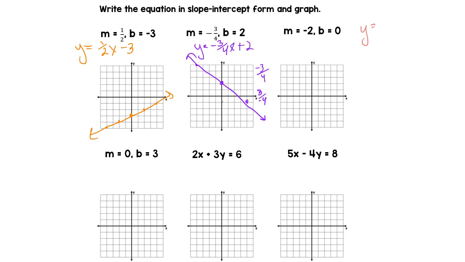Y equals negative 2x plus b. That's just y equals negative 2x. That means our y-intercept is at the origin. And our slope is negative 2. So negative 2 over 1 or 2 over negative 1. Down 2, right 1. Or up 2, left 1.